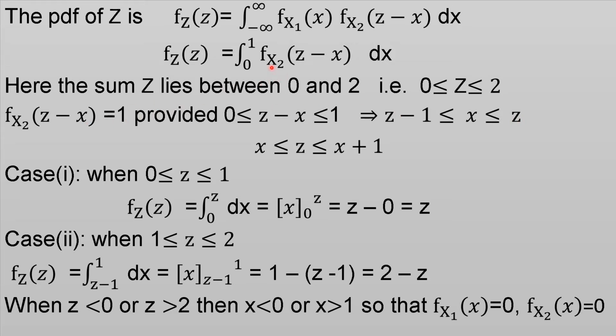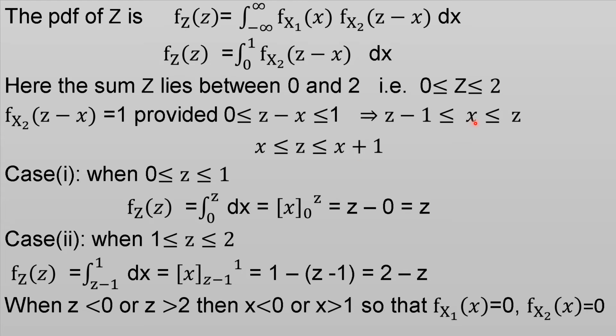We have this integrand fx2 of z minus x, which is 1 provided x is greater than or equal to z minus 1 and less than or equal to z. So this fx2 of z minus x I can write as 1. Then I have to see what the limits of integration should be. Anyhow x is greater than or equal to 0, so the lower limit should be 0 itself. I can't take any value less than 0. For the upper limit, since I have taken z between 0 and 1, and for fx2 of z minus x to be 1, x should be less than or equal to z, and that z is now between 0 and 1.